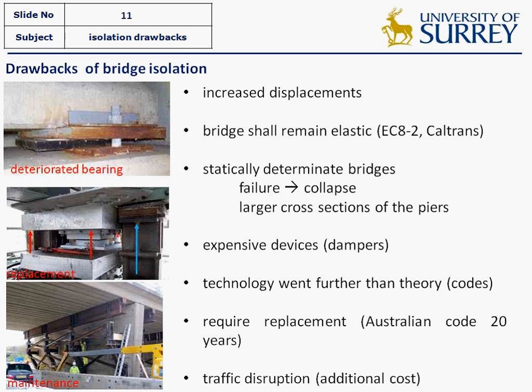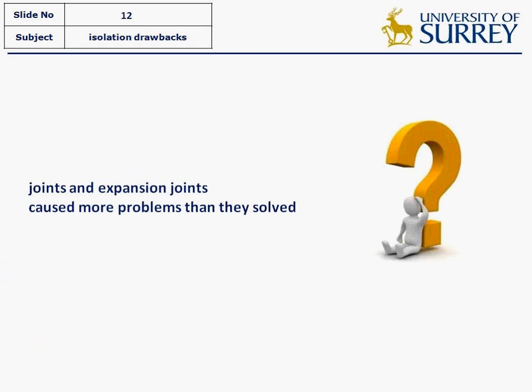And of course, technology went further. The codes provide some checks against elastomeric bearings and sliding bearings, whereas at the same time, the market can provide us with quite a few hundreds of different types of bearings. So the question is, did expansion joints cause more problems than they solved?